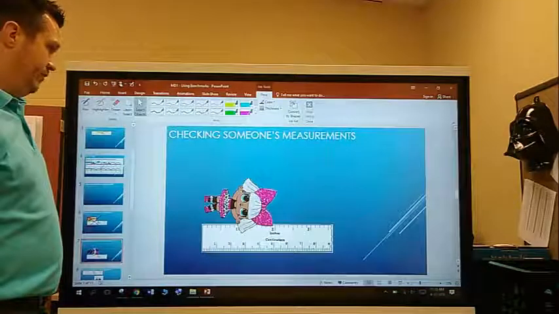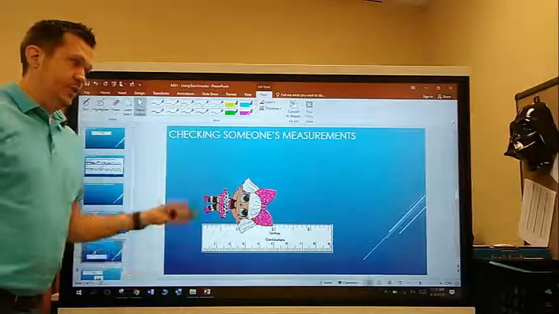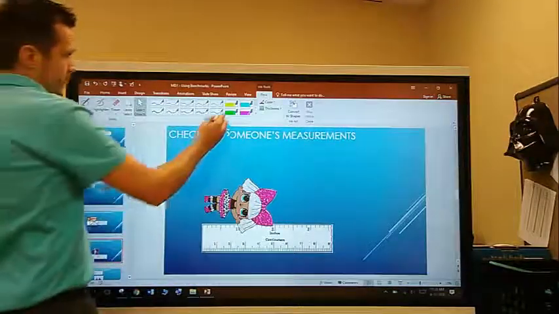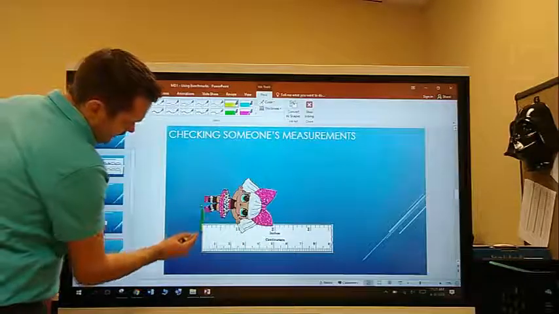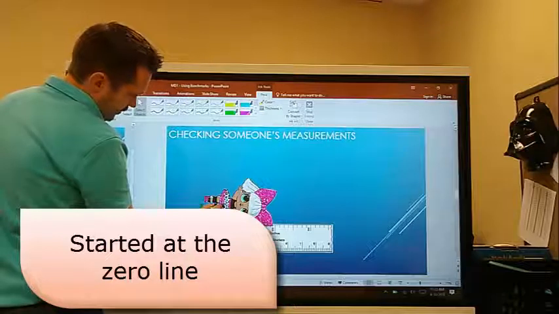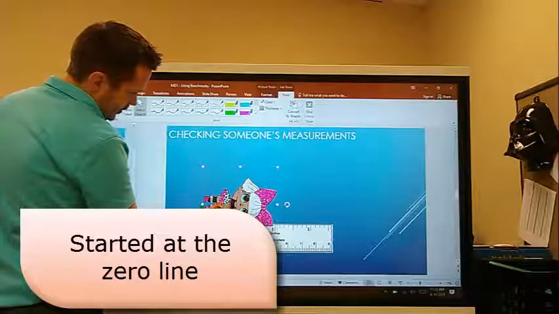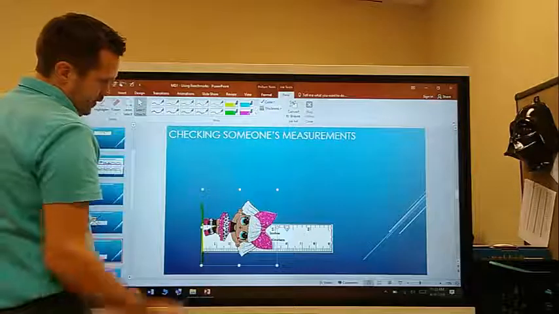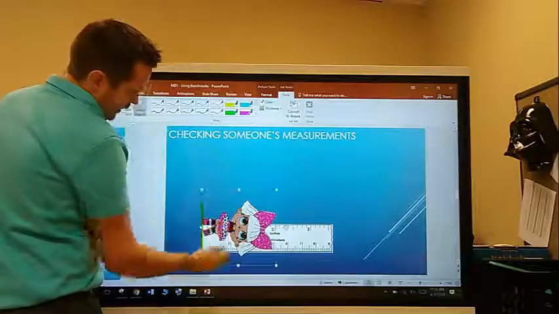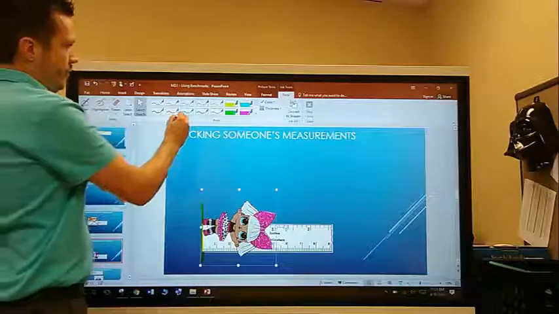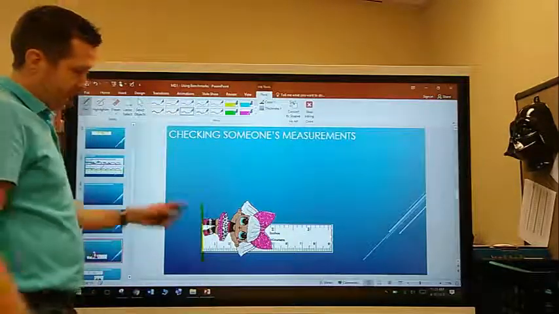Let's take a look at my friend who measured an LOL doll. All right, so let's check his work. I can see right here is the 0 line. Yep, they have that measured up there pretty close to that 0 line. Let's slide it down so we can see what it actually measures. Yep. So they had it on the 0 line, and it's about 2 inches. So my friend did measure this one correctly.